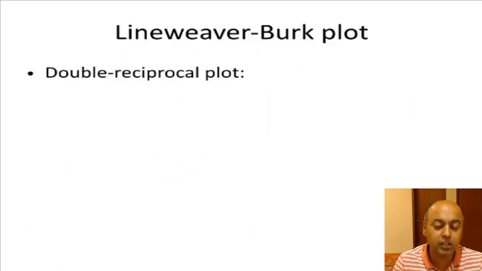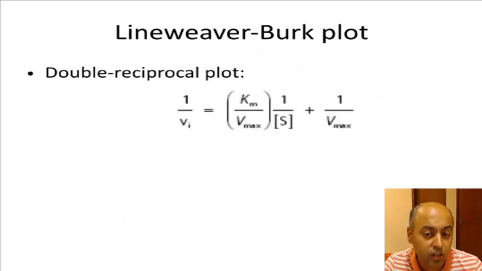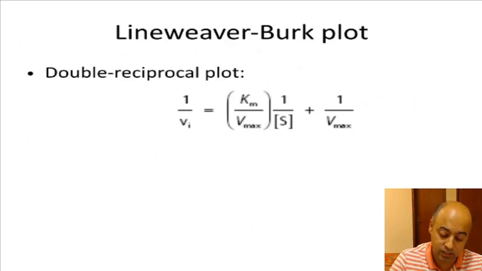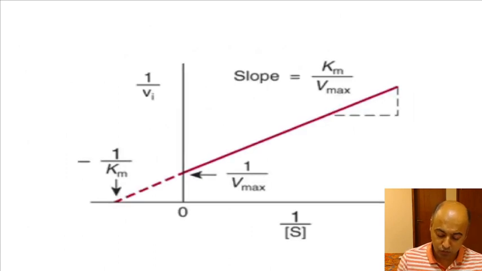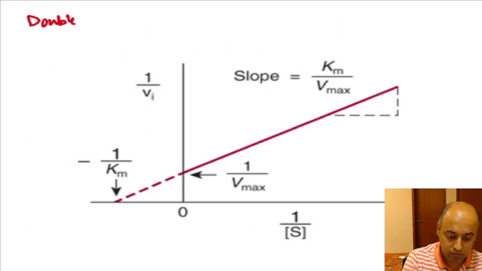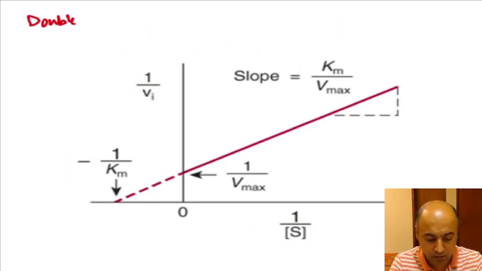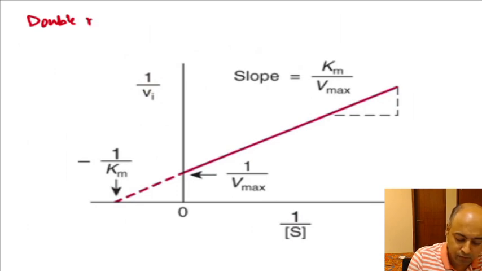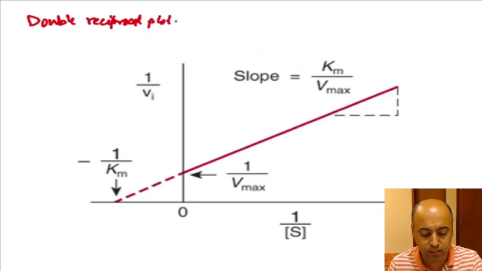Okay, so in this equation we have to identify certain points. So first we'll draw the graph and see how the graph looks for the double reciprocal plot, and then come back to the points that we should know in this equation. So the first thing you have to note in this graph is, on the x-axis we have the reciprocal of substrate, and on the y-axis we have the reciprocal of velocity. That is why it is known as the double reciprocal plot. On both the axes we have the reciprocal values.